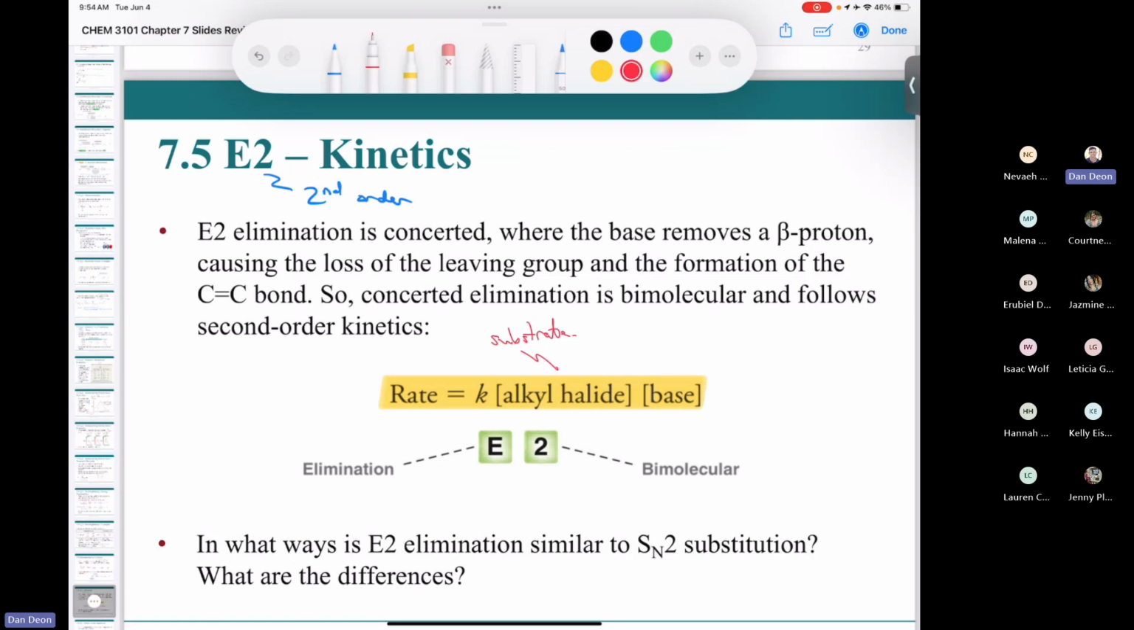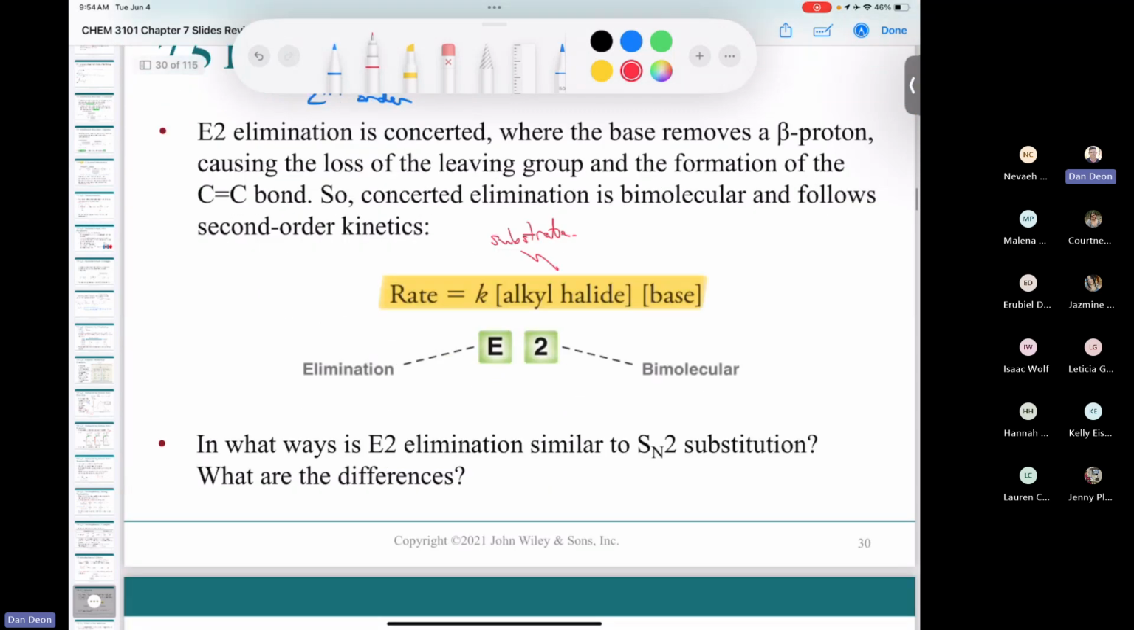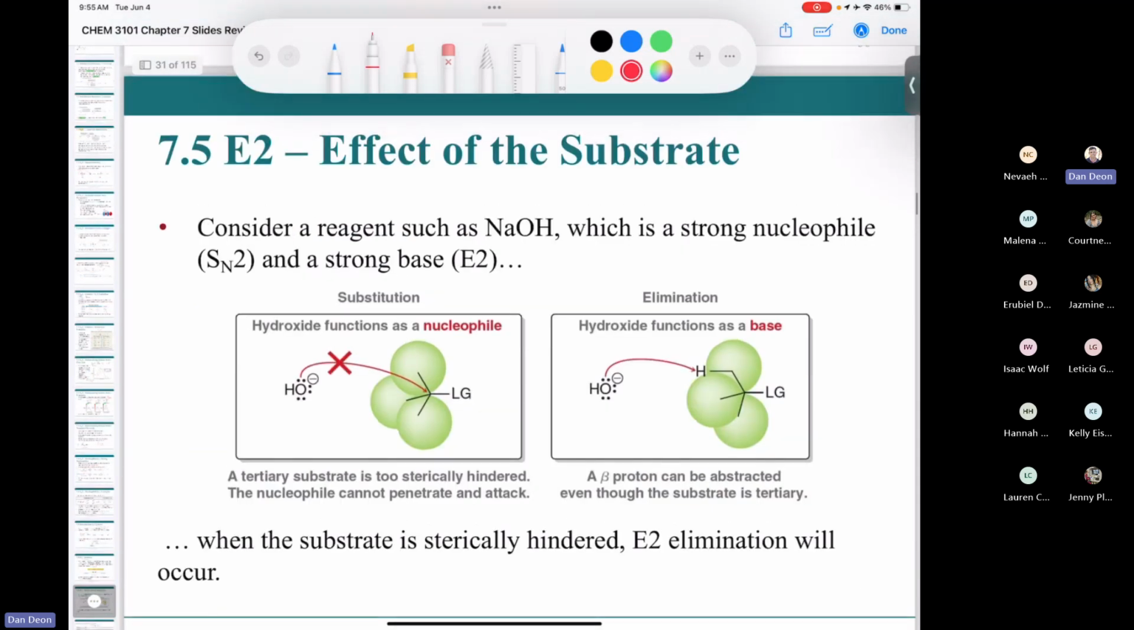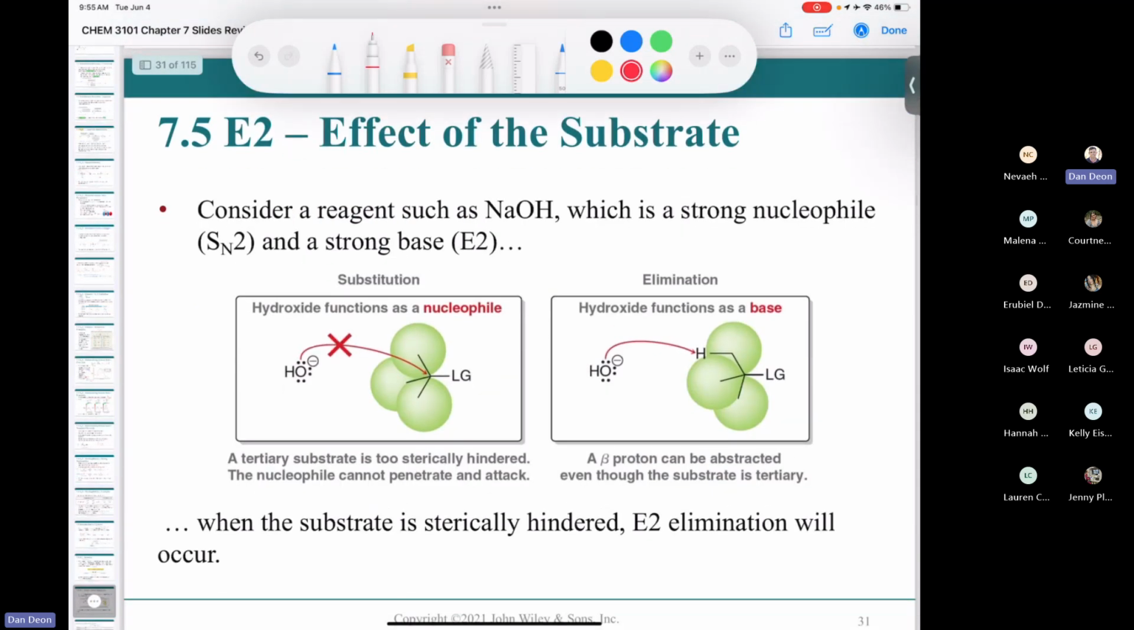And so what are the differences and similarities between E2 and SN2? The similarities are they're both second order. The differences are that an E2 uses a base and an SN2 uses a nucleophile. All right, they both use substrates, so that's also a similarity, alkyl halides. But when we talk about a reagent like sodium hydroxide, which is a strong nucleophile and a strong base, okay?